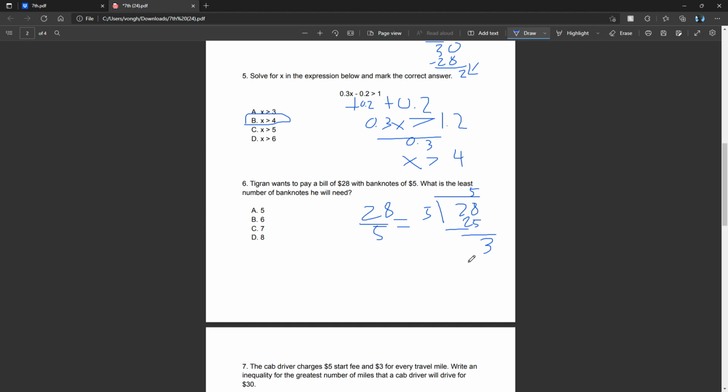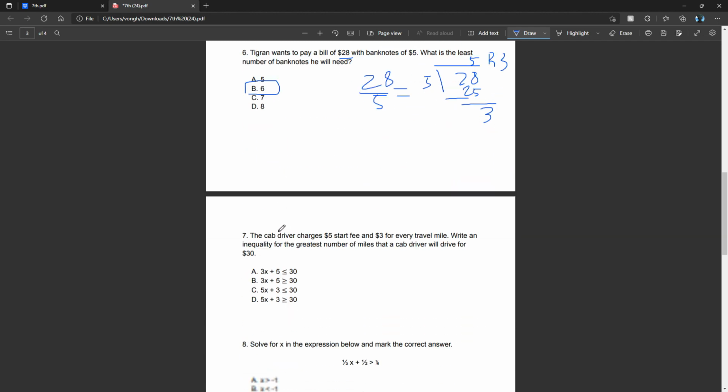So, if you read the problem, what's the least amount of banknotes he needs? In order to pay $28, he's going to need 6, because 5 banknotes of $5 is not enough, so he needs one more banknote because you have a remainder. So the answer is 6.